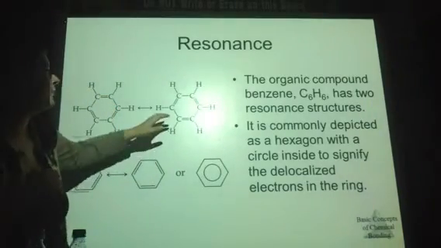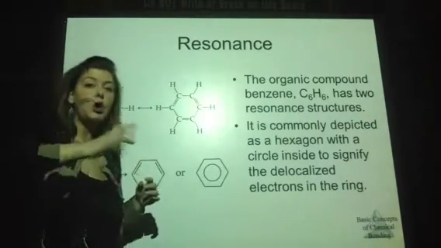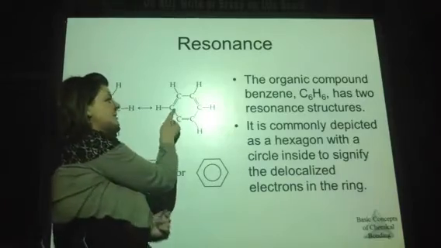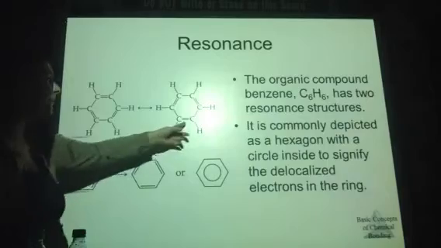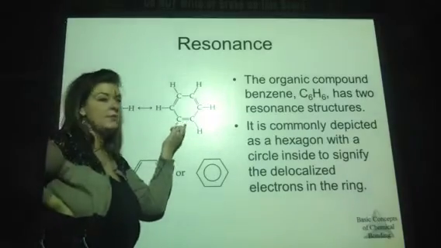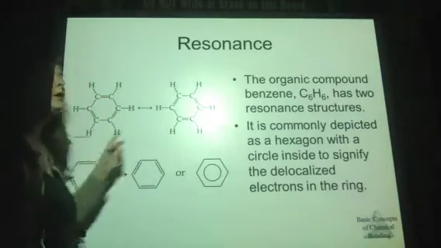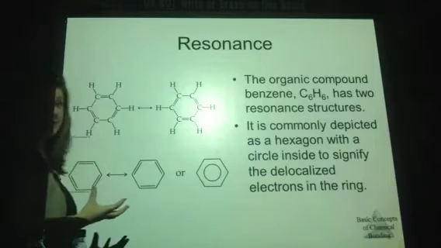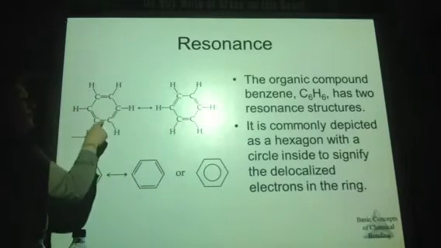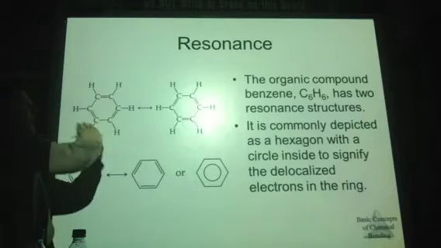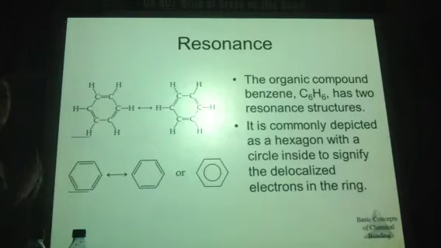Now I have single and double bonds that are alternating in benzene. So this one's a single, double, single, double, single, double. But that double bond doesn't necessarily have to be right here. It could have been right here. So benzene has resonance because maybe the double bond is here in this one, but it could be a single bond here. The double bond could shift over one. So that's why we have resonance there.